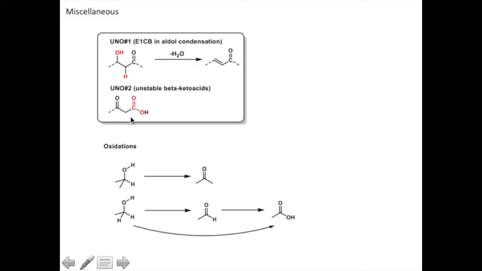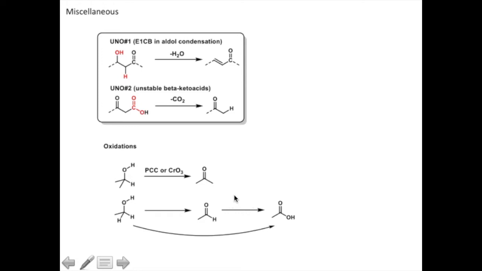The second reaction, the UNO number 2, is common for all carboxylic acids that have a carbonyl group in the beta position. Those are not stable and they lose carbon dioxide and they form a carbonyl compound. That is very useful in malonic ester synthesis or acetoacetic ester synthesis.